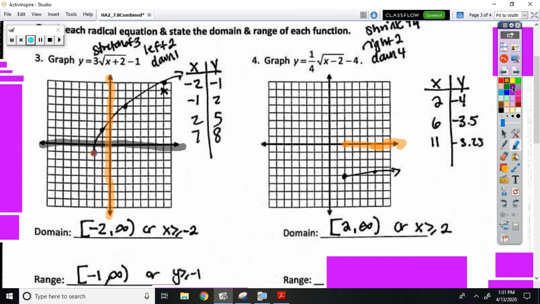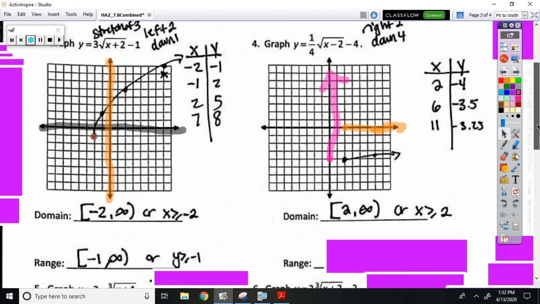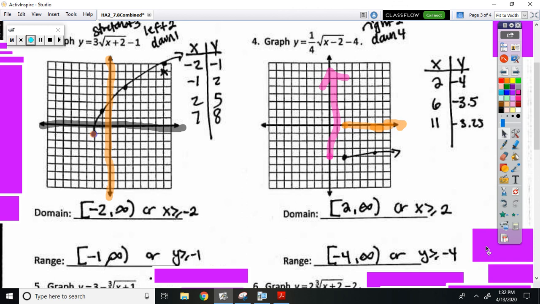For our range, we're looking at the y value. It's the smallest y value it ever touches, and that's -4. It is increasing, so it should be bracket -4 to infinity, or y is greater than or equal to -4.